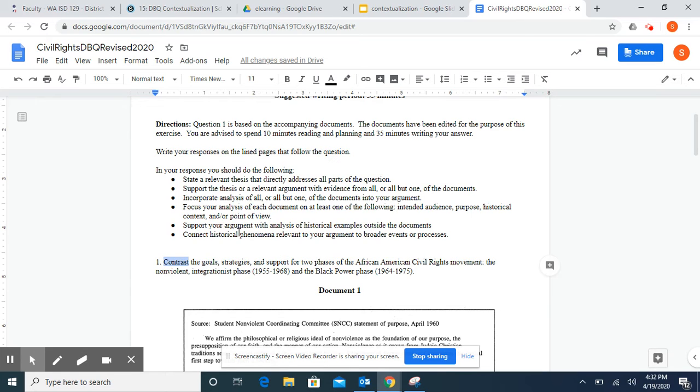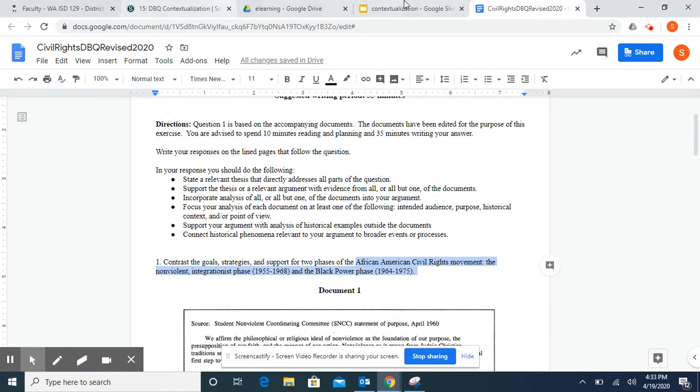How can we create context that leads us up to the earliest date we see in the prompt, which is 1955? So our context is going to happen before 1955 and has to address concerns of the African American civil rights movement. So those are our goals, right? Let's set up what's going on with civil rights prior to 1955.